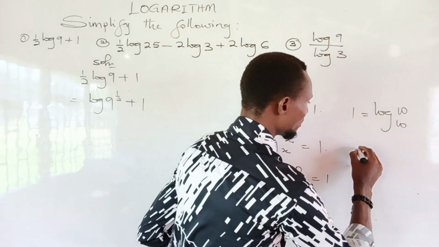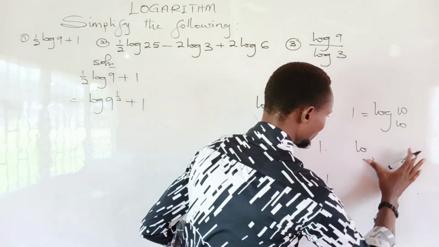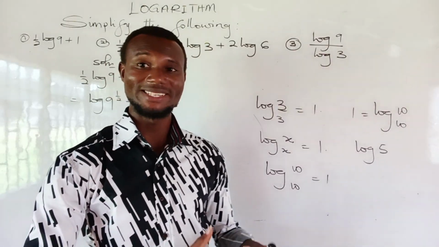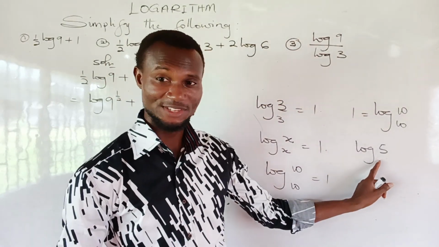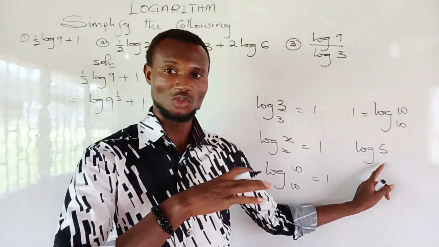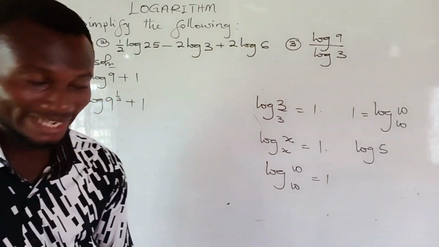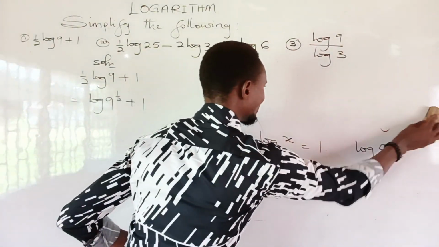So if I have only log 5 on the board, you should know that the base is 10 because there's no specified base there. So the base is always 10 if there's no specified base. So let me clean this from there and let's proceed.